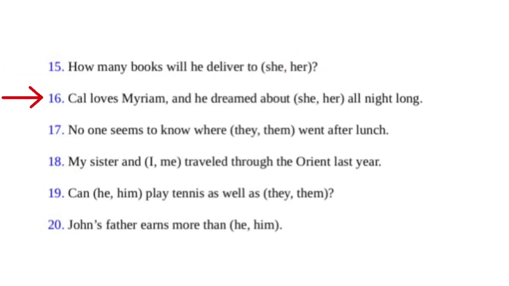Next one, Cal loves Miriam and he dreamed about her all night. No one seems to know where they went after lunch. My sister and I traveled through the Orient last year. Next one, can he play tennis as well as they can? So here you have to repeat the verb and see. Here it's John's father earns more than he does.